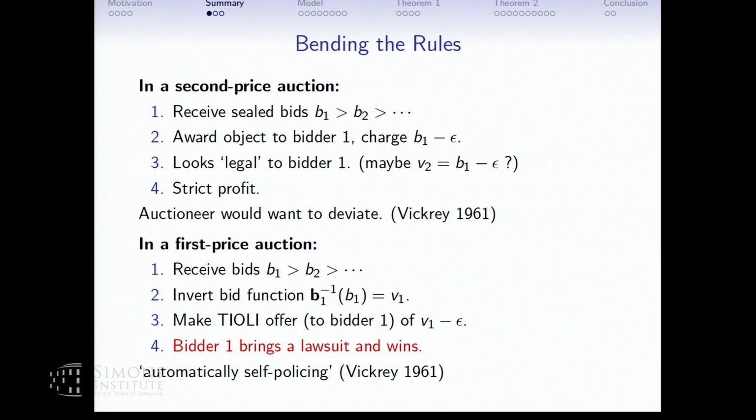So this is, again, it turns out there's nothing new under the sun. This is also not a new observation. Vickrey, in the paper that invents the second price auction, observes that the first price auction is automatically self-policing in a way that the second price auction is not. And our contribution in this paper is mostly to find a way to think precisely about what it means for an auction to be automatically self-policing.